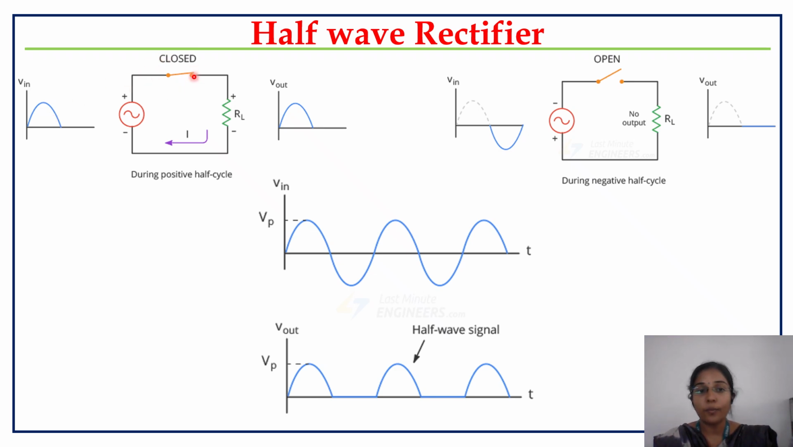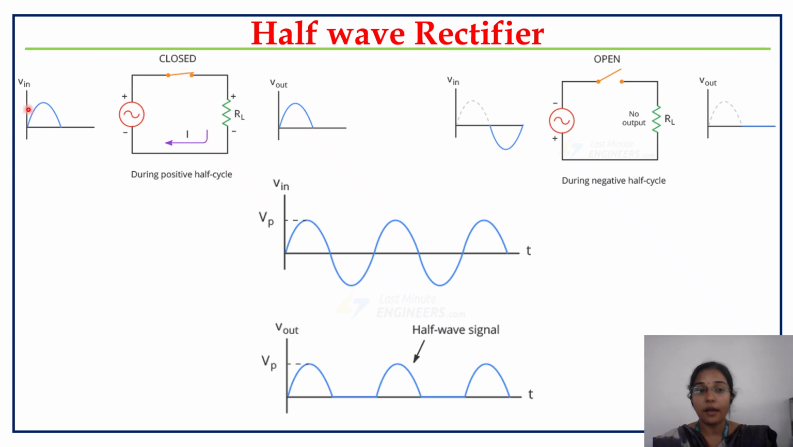this is the place where I'll be having my diode. This diode works only for the positive half cycle, that is, only when the diode is forward biased. When the diode is forward biased, we call that a closed switch, and when the diode is working in reverse bias, we call that an open switch.